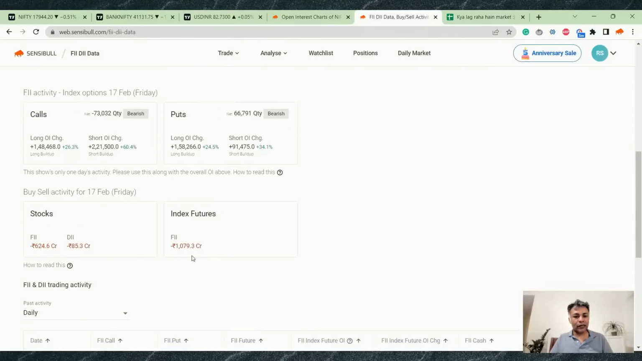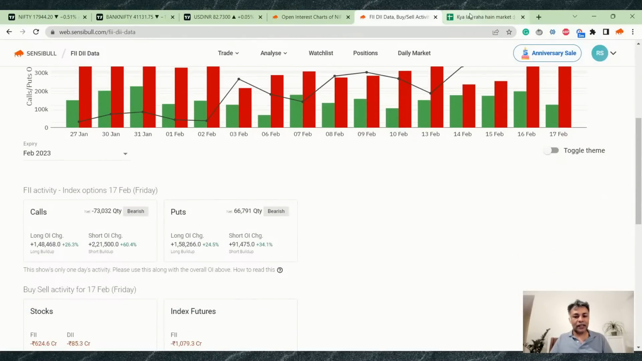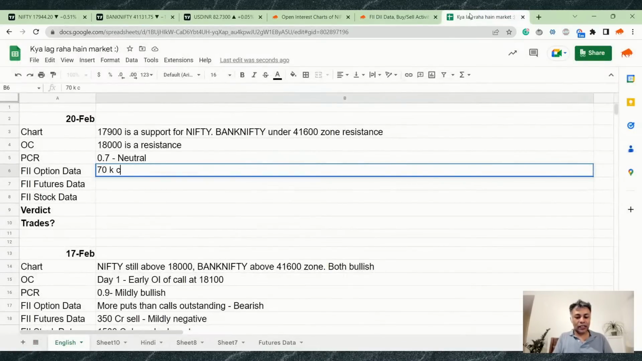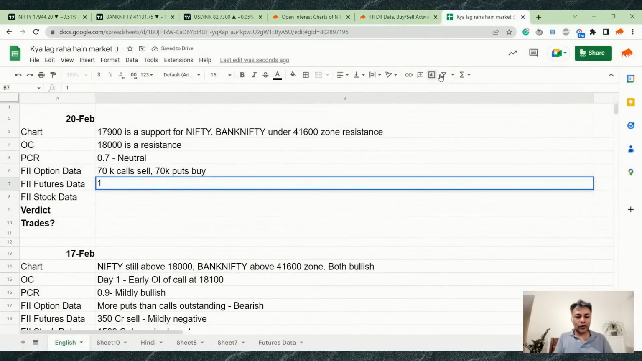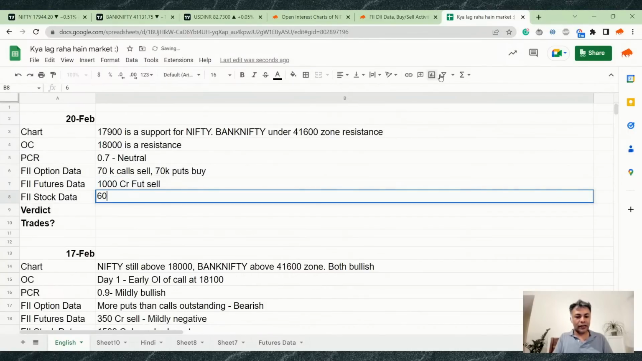So let's just look at that number once again, right? 70K call sell, 70K puts buy, and 1,000 crores futures sell, 600 crores stock sell.